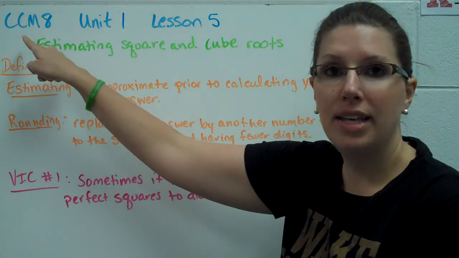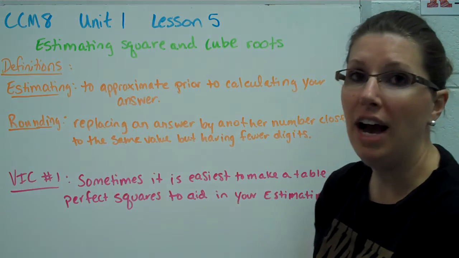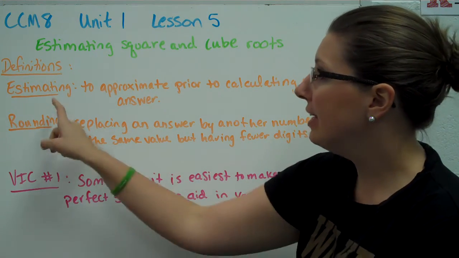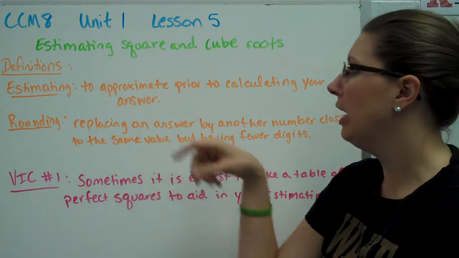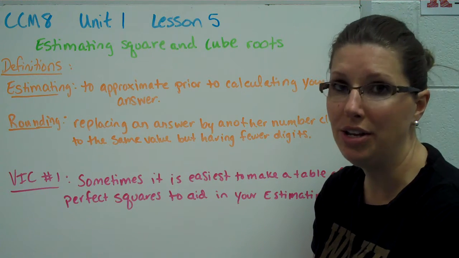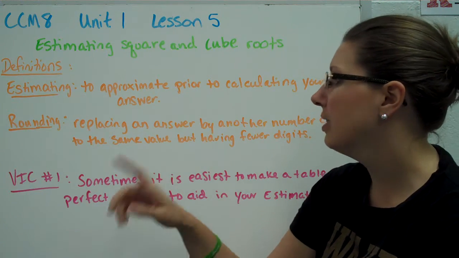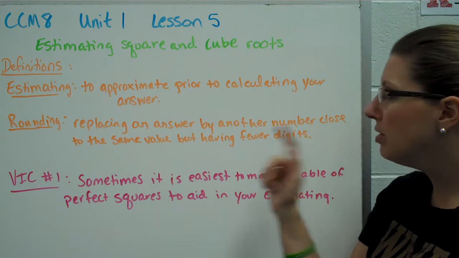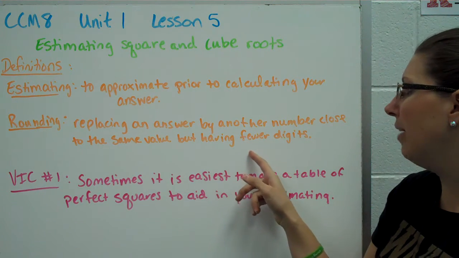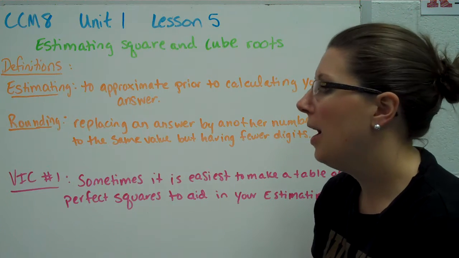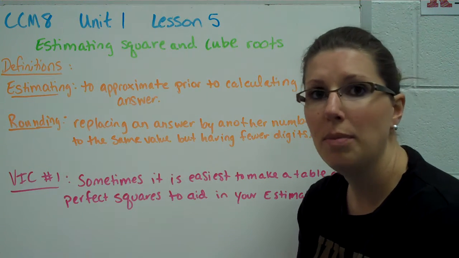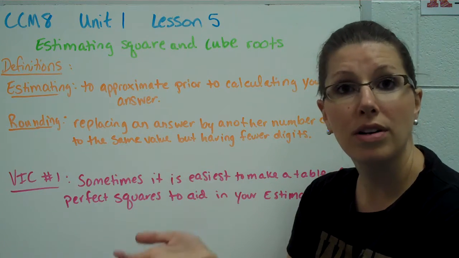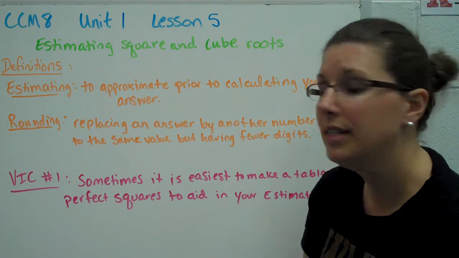Today we're talking about CCM8, Unit 1, Lesson 5, Estimating Square and Cube Roots. Estimating is to approximate prior to calculating your answer. Rounding is replacing an answer by another number close to the same value but having fewer digits. A lot of students mix those two up. Estimating is what you do first, rounding is what you do at the end.